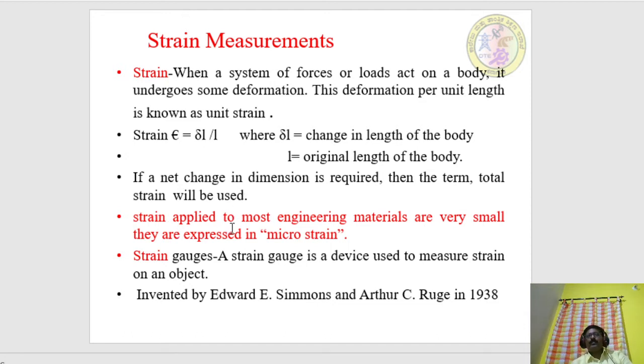Strain applied to most of the engineering materials is very small. They are expressed in terms of microstrains. If we need to determine this microstrain, we need to use a device, that is a strain gauge, which was invented by Edward E. Simmons and Arthur C. Ruge in 1938. Once again, a strain gauge is a device used to measure strain induced in an object.